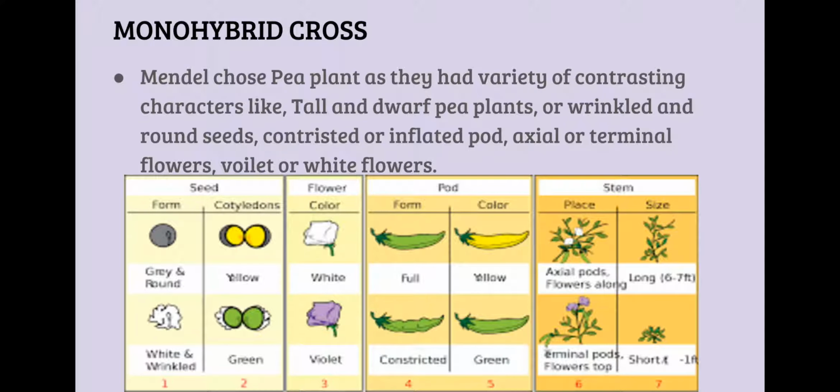So, stem size could be long and short, and the flowers on the stem could be axial or terminal. The pod form could be full or constricted, or the color could be yellow and green. The flower color could be white or violet. The seeds could have the cotyledons or the form as a variation.